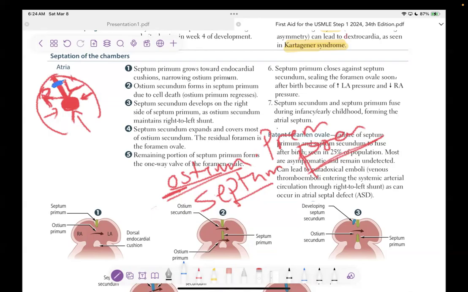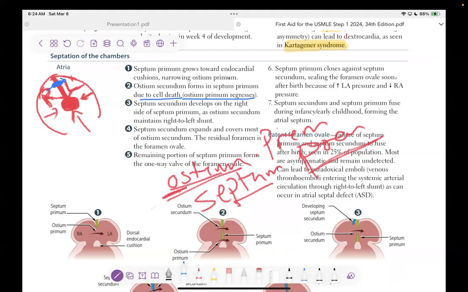Now you see there is a connection, right? And a hole is made here. A part of the septum regresses. Regress means that a part of the ostium primum dies. This is called cell death, or necrosis. So this is called regression of the septum primum, not all over, just a part of it.